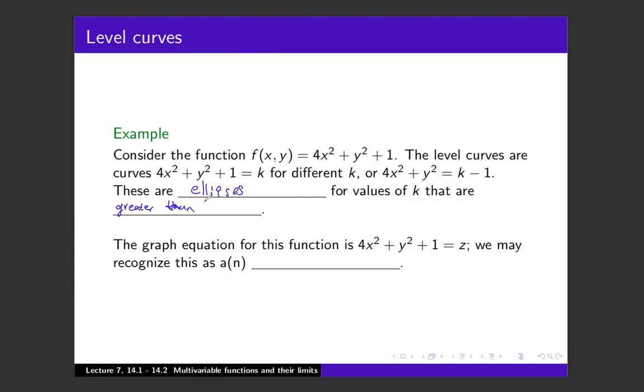greater than 1. Otherwise, the constant on the right-hand side would be negative, and then you'd have the sum of two positive things equal to a negative thing. That can't possibly work. Now, what about the graph? The graph satisfies 4x squared plus y squared plus 1 equals z. And again, we recognize this from chapter 12 as an elliptic paraboloid.